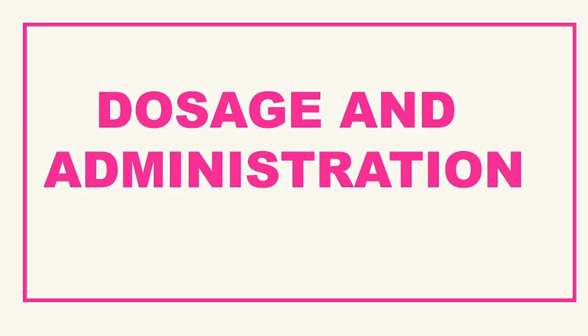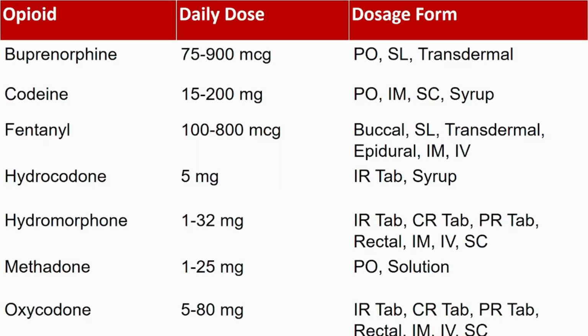All right, so let's talk about the dosage and administration of opioids. Opiates come in various dosage forms, from topical to oral, and also sublingual and injections. Among them, the popular ones are fentanyl. Fentanyl comes in buccal, sublingual, transdermal, epidural, IM, IV forms, and hydrocodone comes as a syrup, and also codeine comes in syrup. Often those syrups are used as cough suppressants.